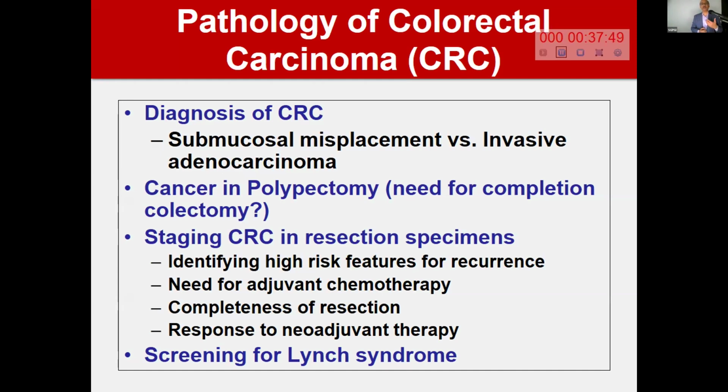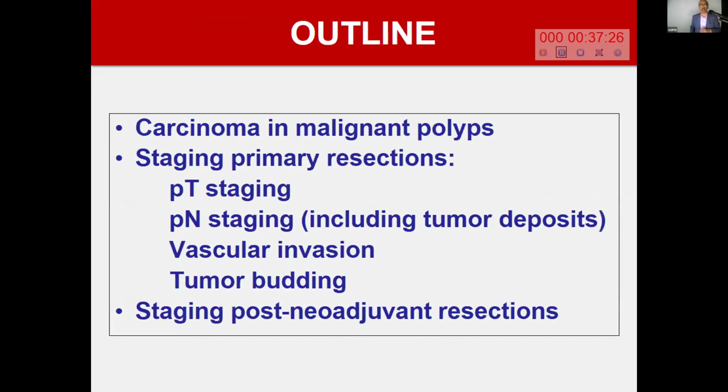Diagnosis of colorectal cancer is a morphological differential diagnosis that's very important, but we are not going to talk about it today. We are going to focus mostly on staging colorectal cancer in resection specimens, and I'm not going to talk about screening for Lynch because that will be the next panel discussion section. So this is going to be pretty much the outline. Talk a little bit about malignant polyps, just so you know that we covered it, and then focus the rest of the talk on staging.